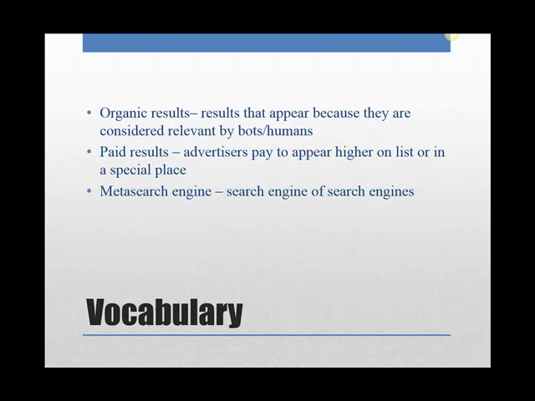Now there are different kinds of results that happen. Organic results. Those are results that appear because they're considered relevant. So the Google results in the example that you were shown. Paid results. Those are results that show up more prominently because advertisers pay, either to be higher on the list or in a special place, like on the sides of the Google search results page. And then there's different types of search engines.